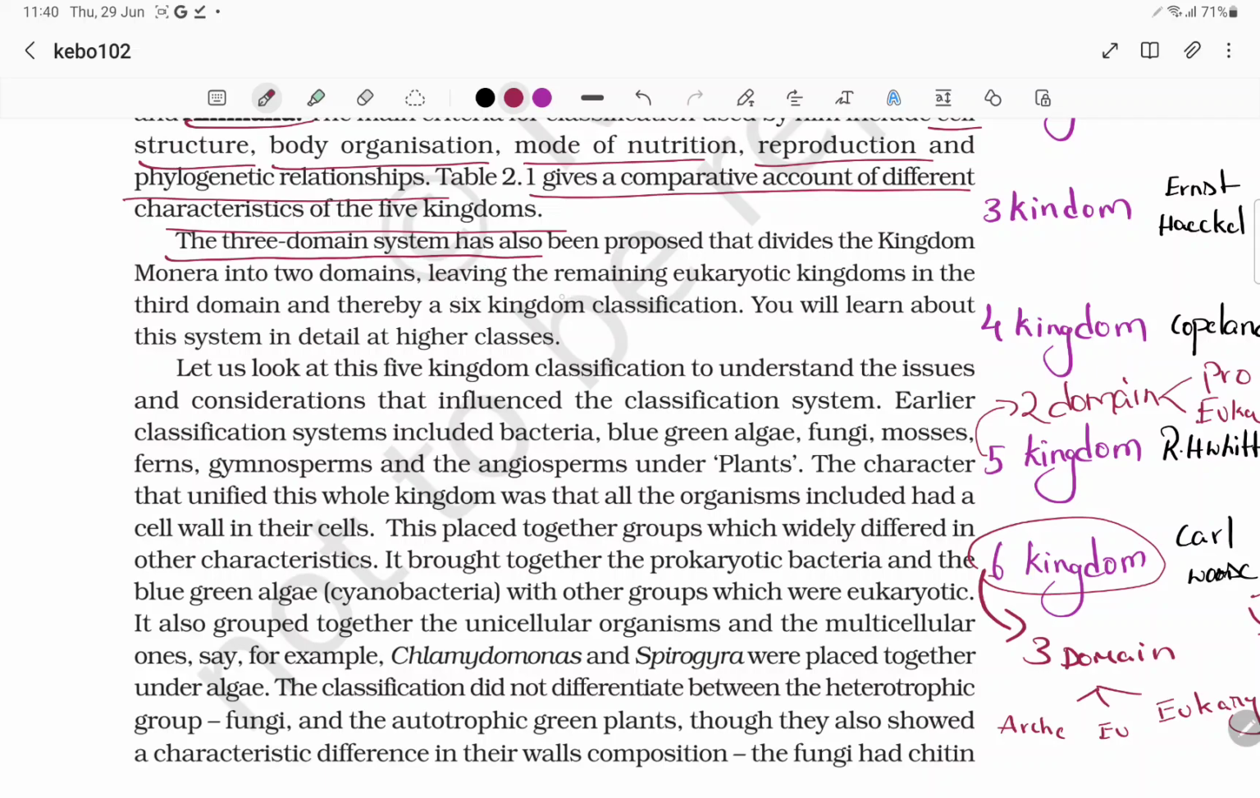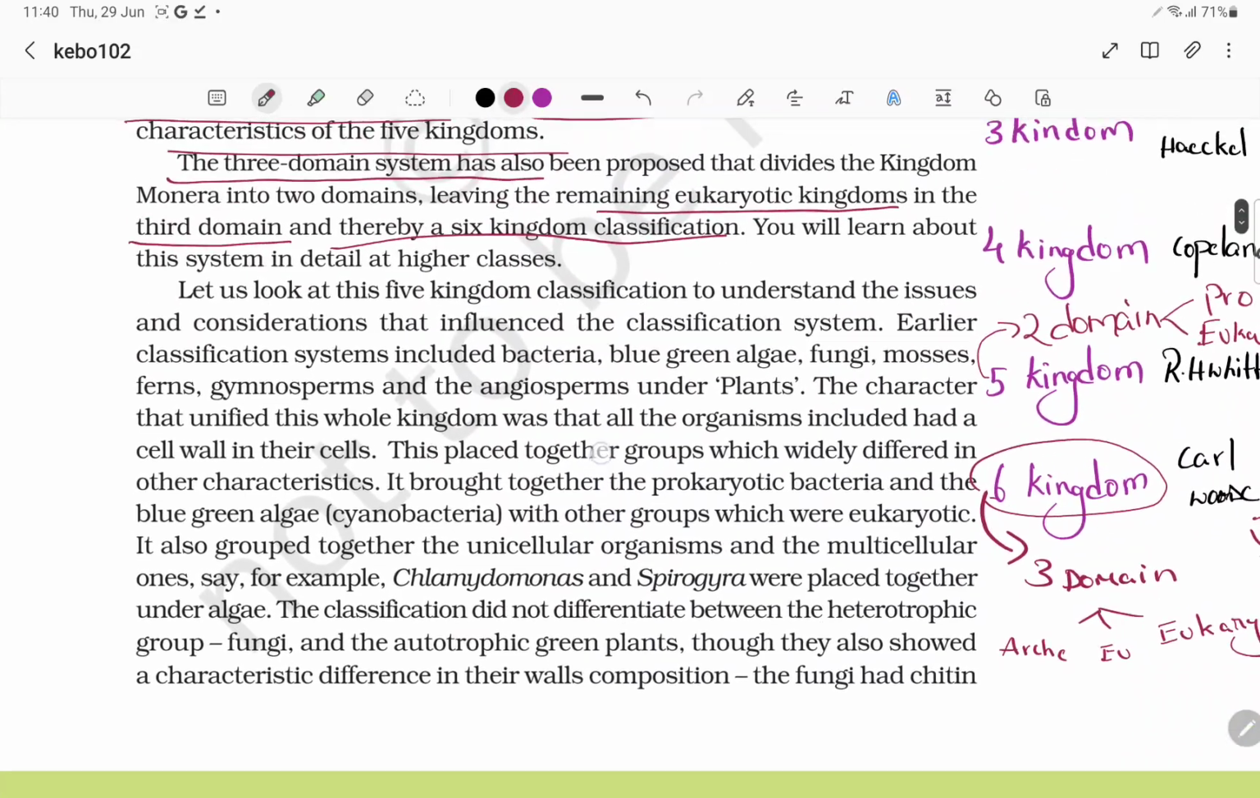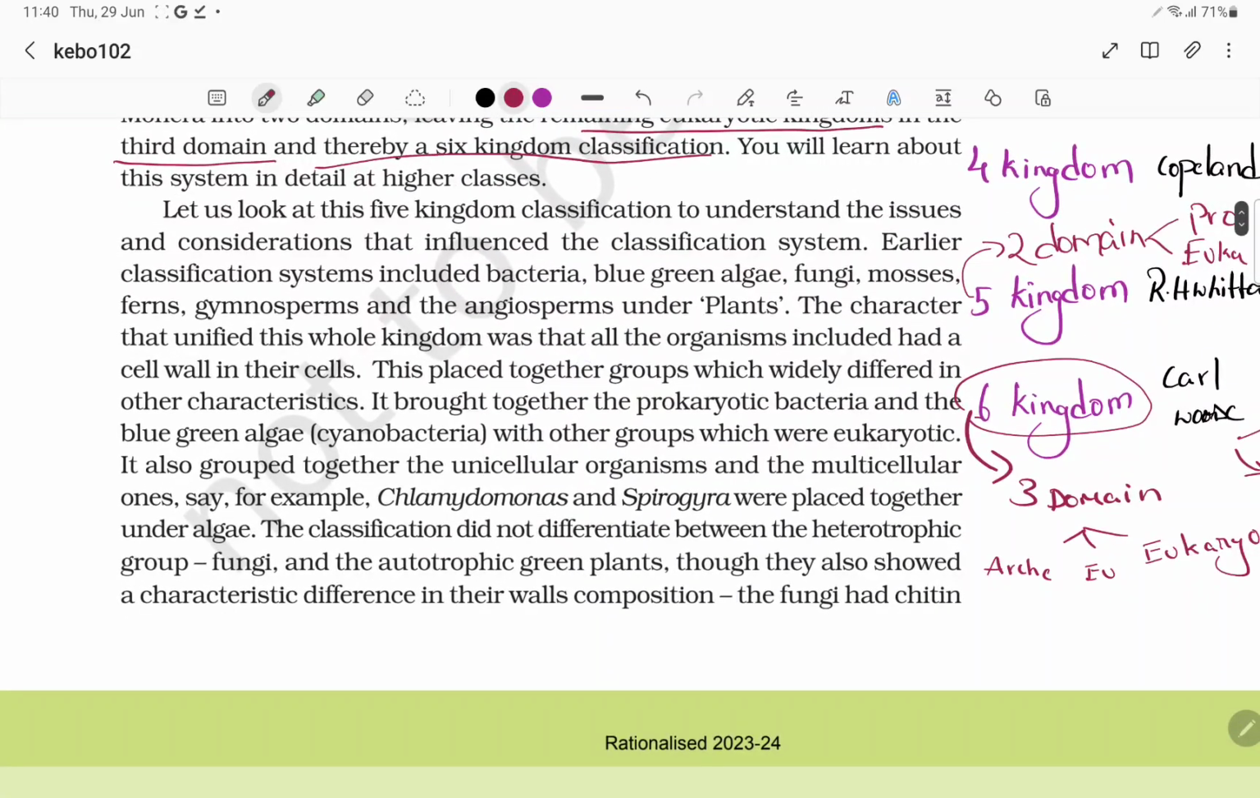So leaving the remaining 1 domain for eukaryotic kingdoms, thereby 3 domains are a 6 kingdom classification. You will learn about these systems in higher classes. So let's talk about the widely accepted system of classification, that is the 5 kingdom, R.H. Whittaker 5 kingdom system of classification. So let us look at the 5 kingdom classification to understand the issues and considerations that influenced the classification systems.